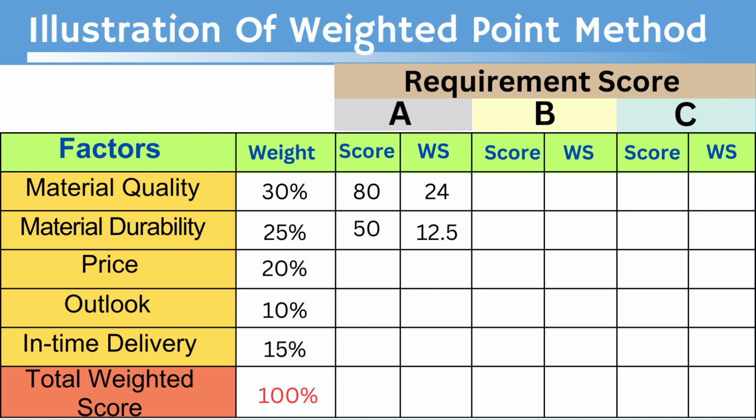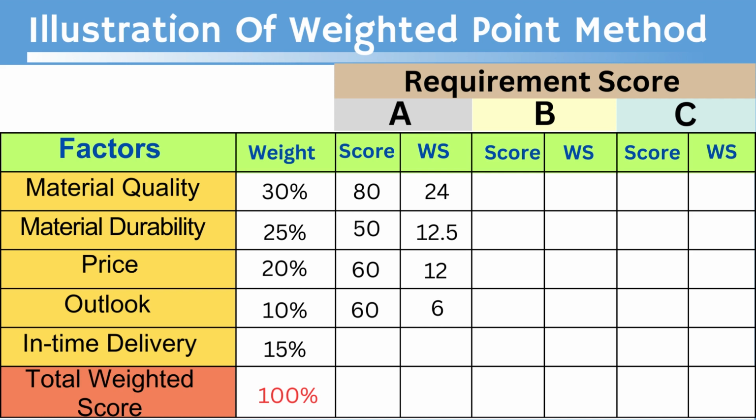For the pricing factor, the score is 60, and the weight assigned is 20%. Multiplying these values, we find that the weighted score for company A's pricing is 12. For the promising outlook factor, the score is 60, and the weight assigned is 10%. Multiplying these values, we find that the weighted score for company A's outlook is 6.